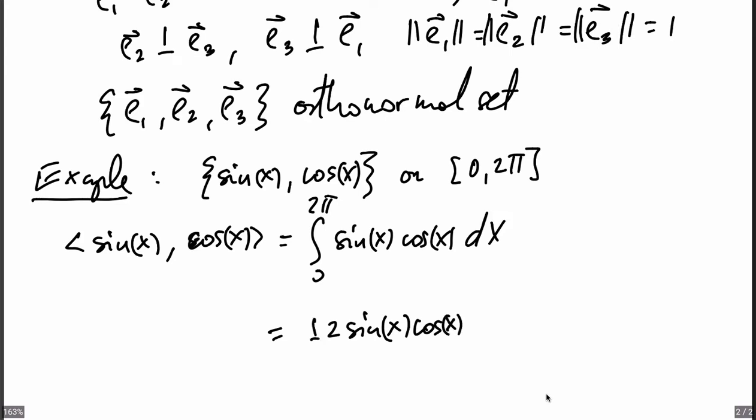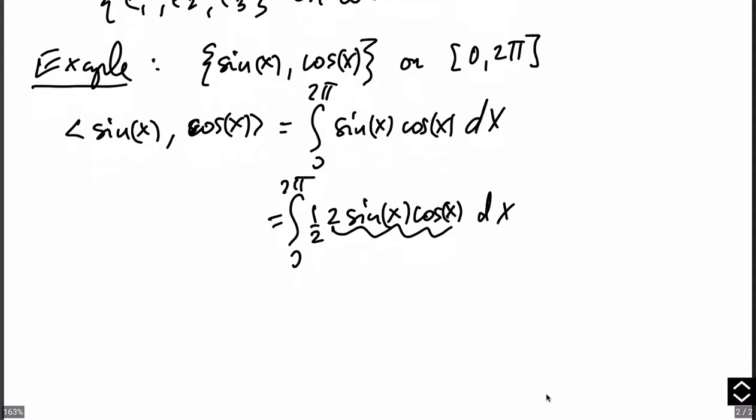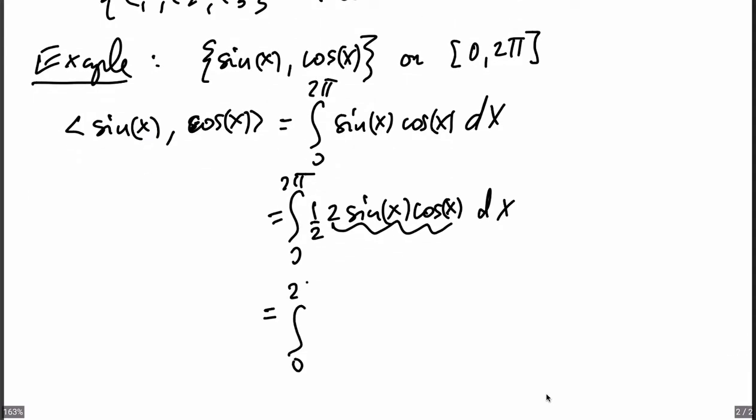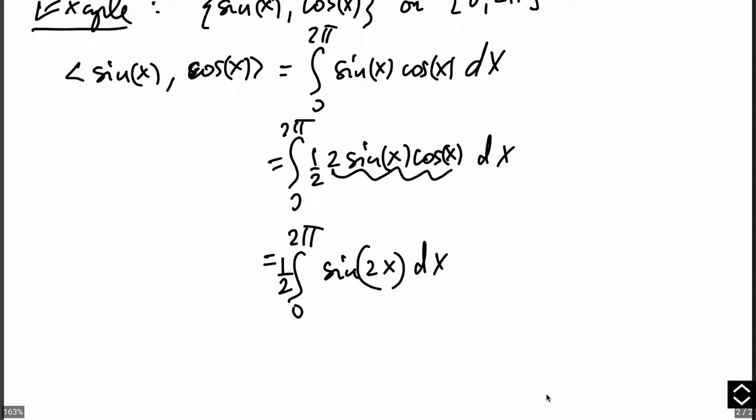And then divided by 2. Then this is the double angle formula. So this is the integral from 0 to 2 pi, and 1/2 can be factored out. And then 2 times sine x cosine x is sine 2x dx. And now we can integrate this.